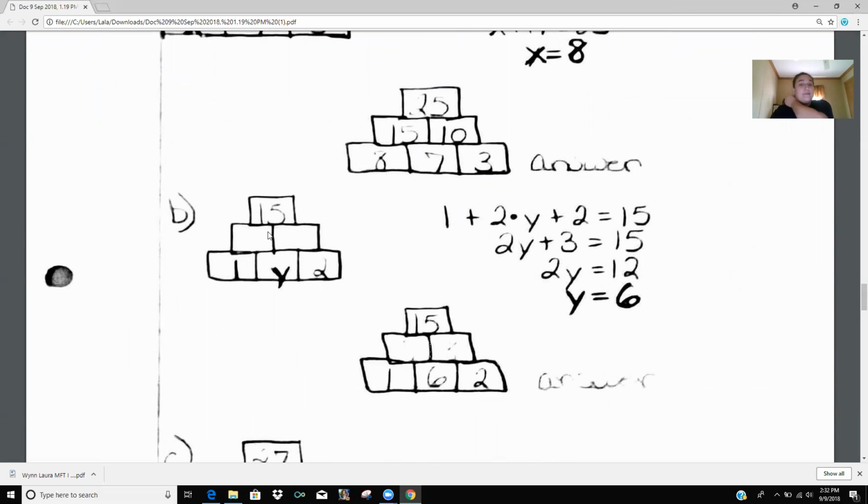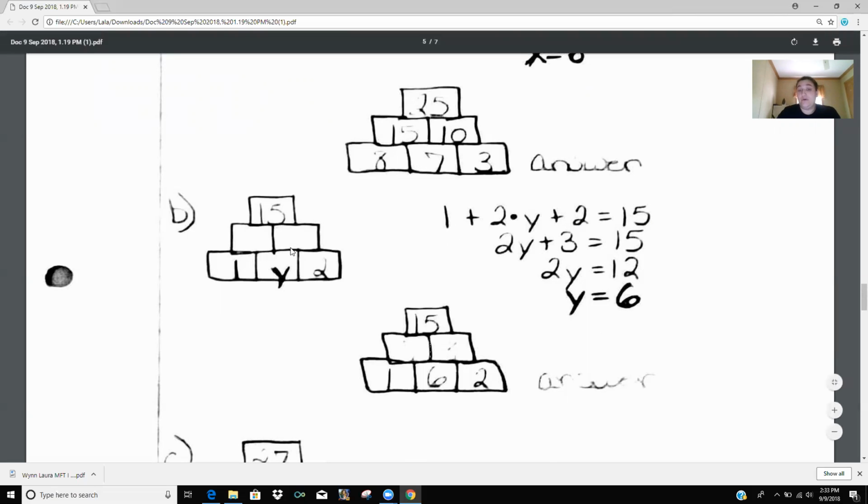Now, here's our addition pyramid. The top number is a 15. We have 2 empty boxes. Then we have 1, the variable y, and 2. In order to solve this, we need to solve for y to fill in the rest of the boxes. So we have 1 plus 2 times y plus 2 equals 15, which is the top number.